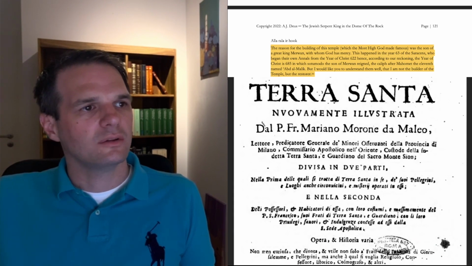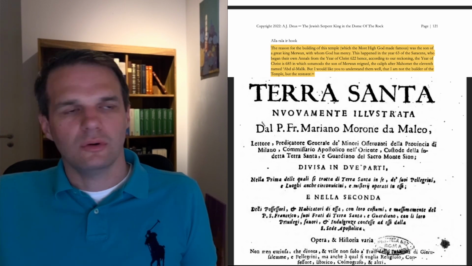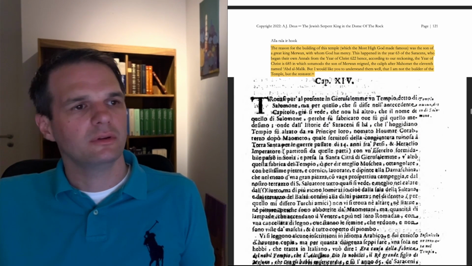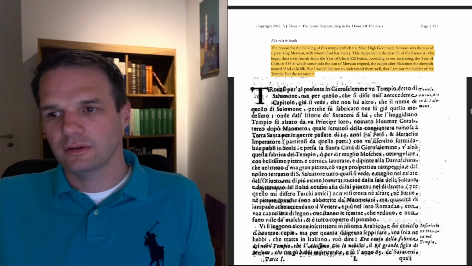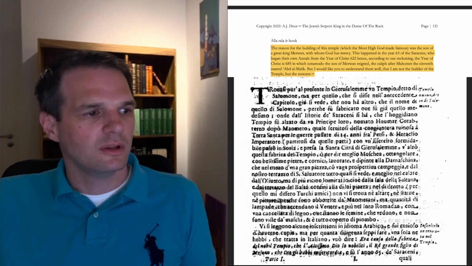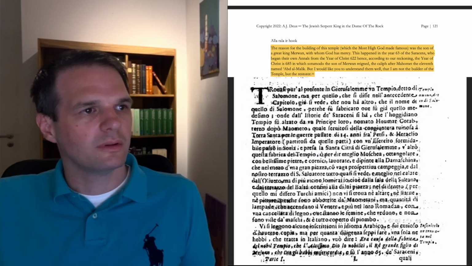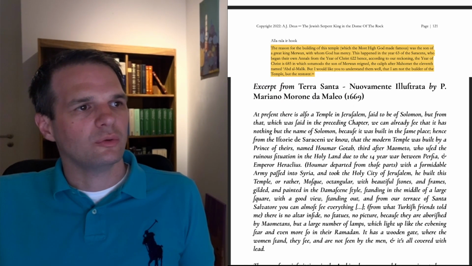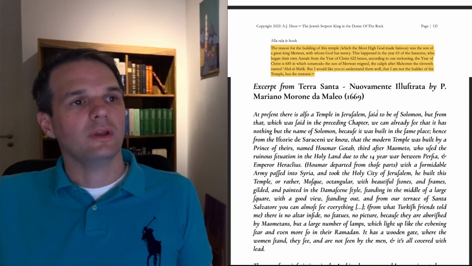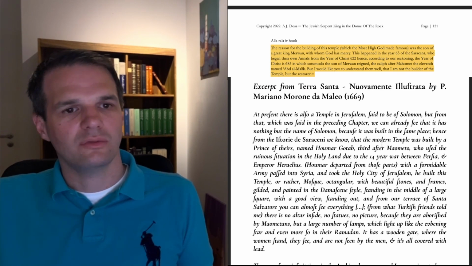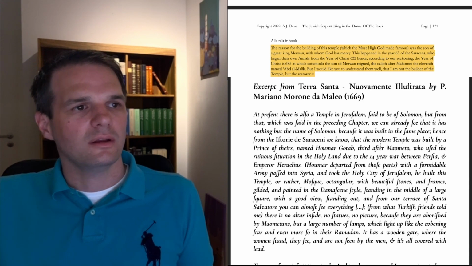In Italian it's called Terra Santa Nuovamente Illustrata. So what did he write? Well, here's the chapter on the Temple of Solomon. This is now in Italian, and again I have to apologize, my Italian is just as bad as my Latin. It's non-existent, more or less. But I tried to translate that one as well. So that's now here. What does our friend Mariano Morone da Maleo write? By the way, this was in 1669, so we're also no longer in the 18th century, we're now in the 17th century. So from the eyewitness from the 18th century, we've now already moved one century to the past.